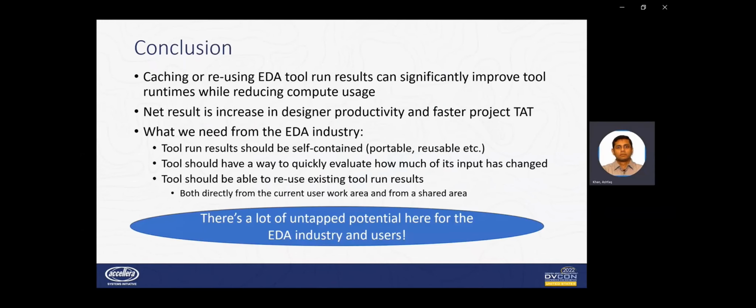That takes me to the conclusion slide. Caching or reusing the EDA tool run results can significantly improve tool runtimes while also reducing compute usage. We have seen this from our experience, and we have presented multiple ways to achieve this, particularly method 2B in this presentation. As a result of this, we see significant improvement in designer productivity because they don't have to wait for long tool runs, right? And eventually it turns into faster project turnaround time.